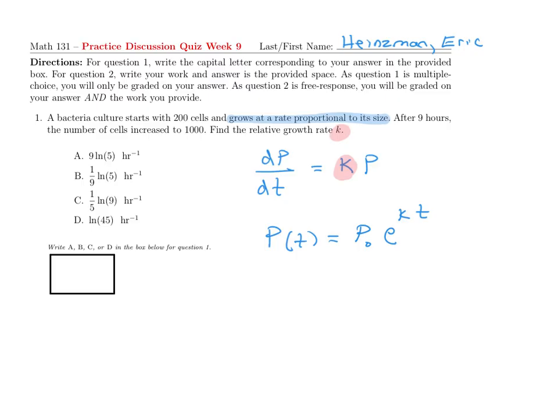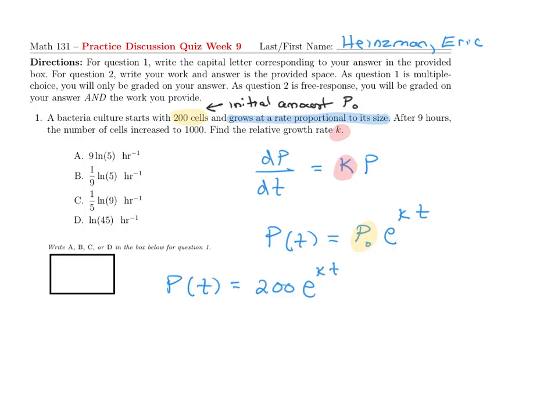So we need to know a couple of things. One, what is P naught? That is the initial amount for this problem. If you look at the statement of the question, it says we start with 200 cells, and that's what P naught is equal to. We call this the initial amount. So we can fill that in the equation: P of t is equal to 200 times e to the kt.